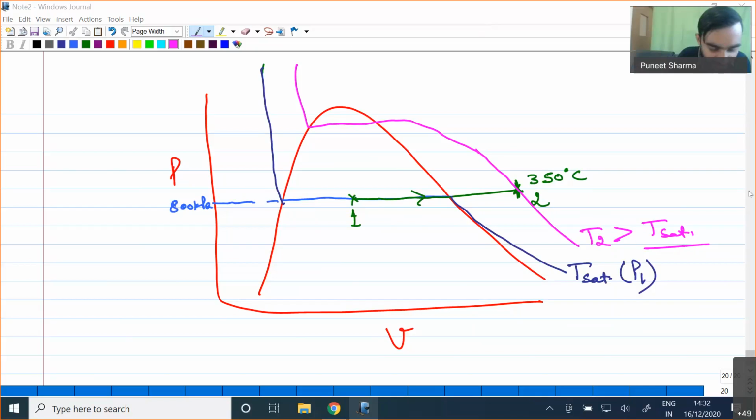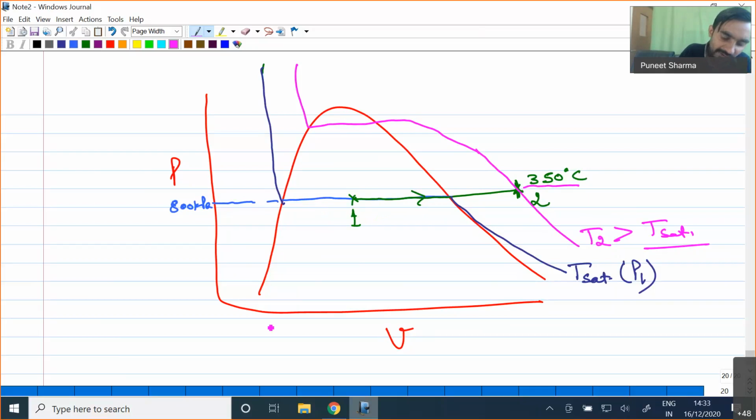So what we are having are pressure and specific volume axes. This is our liquid vapor dome and this is our constant pressure line of 800 kilopascals. Now this is my point number 1, which is in the liquid vapor dome. After that we have added heat at constant pressure, and we have done this till the temperature reaches 350 degrees Celsius.